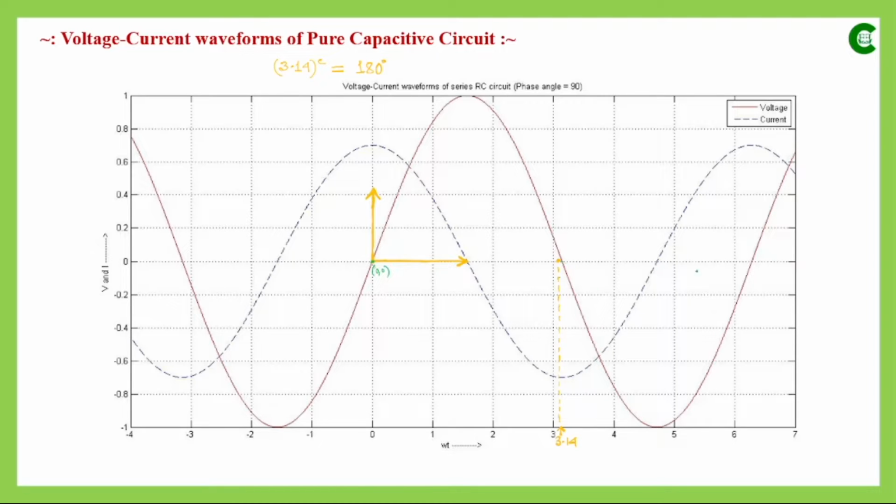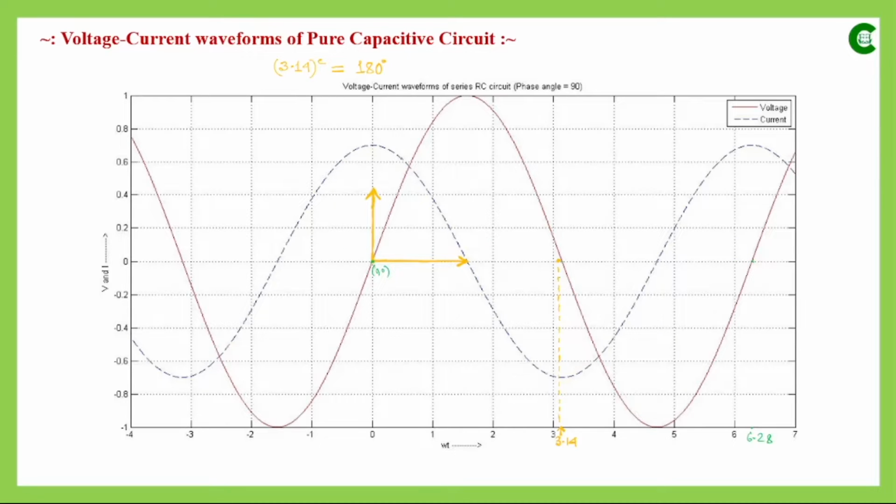Now from this point to this point we have the negative half cycle, and this point measures 6.28. That means from 3.14 to 6.28 there is another 3.14, which is another pi radian or 180 degree. That means for the complete cycle of this sinusoidal or voltage waveform, the angle measurement is 360 degree.